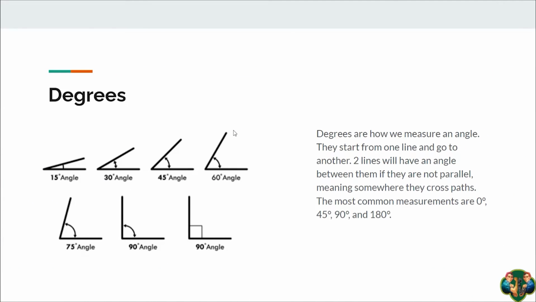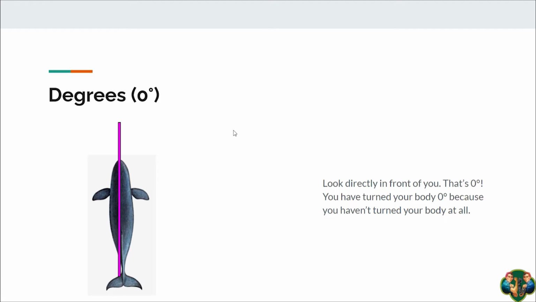Now, degrees are something very important, especially when turning. There are lots of different angles or set numbers of degrees. It could be 0 or 23 or 92. But the most common that you will use are 0, 45, 90, and 180. And we're going to use our little whale friend here to understand degrees. So right now, our whale has turned 0 degrees. That's because it hasn't moved.